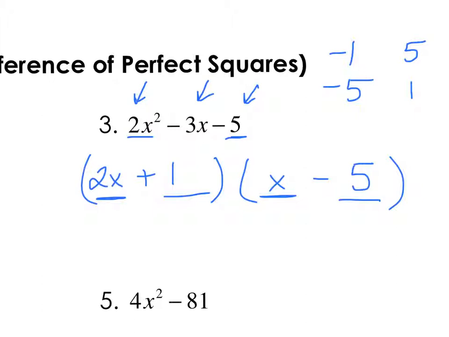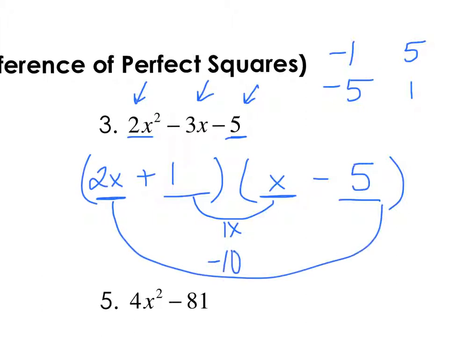Now, what happens is we've got to check our middle. So 1 times x is going to be 1x. 2x times negative 5 is negative 10x. And if I add those together, that's going to be negative 9x. Well, the middle term in this trinomial is negative 3, so I need the middles to add up to be negative 3. Since that didn't happen, I've got to find some other factors, or maybe change the signs of these numbers.